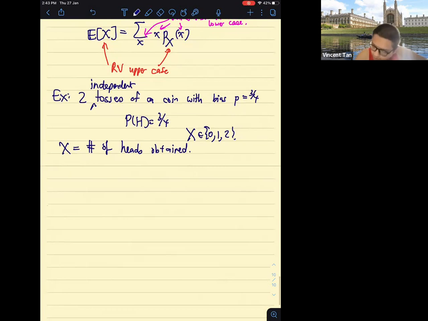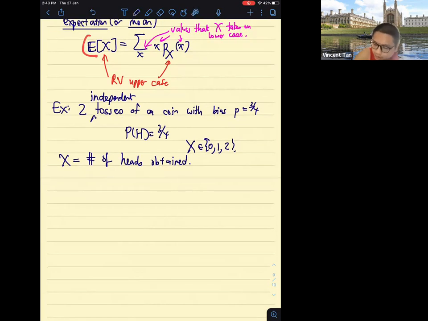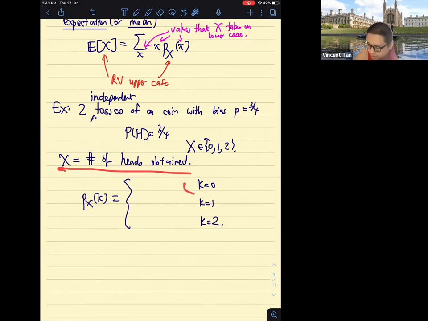So now, in order for us to compute the expectation, as you can see, we need to get our handle on the probability mass function. Then we need to plug into this formula. So it's our job to then find the probability mass function, PX of k. All right? So k can only take on 3 values, k equals 0, 1, and 2. So what is the chance that you get no heads, k equals 0? Can anyone tell me? No heads.